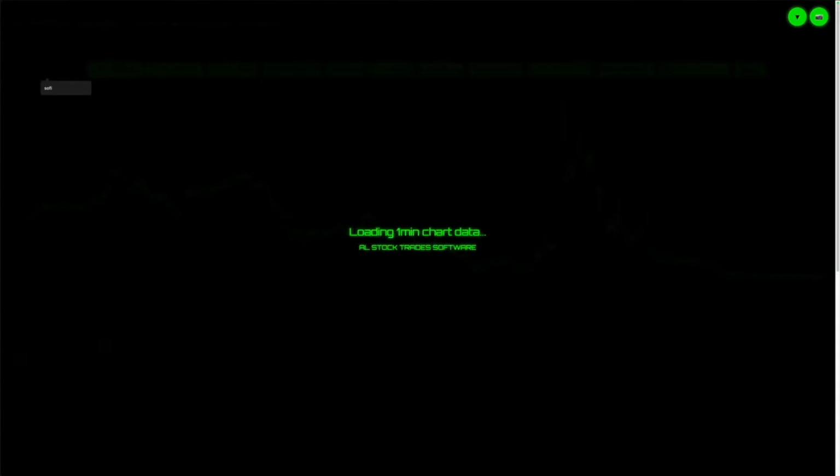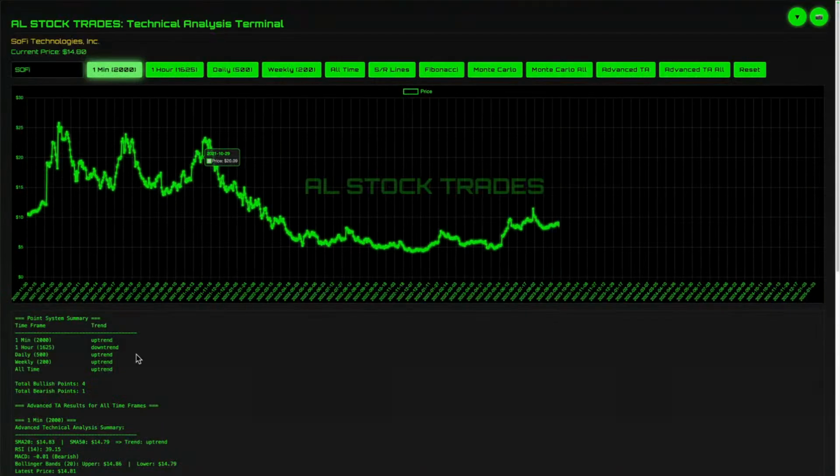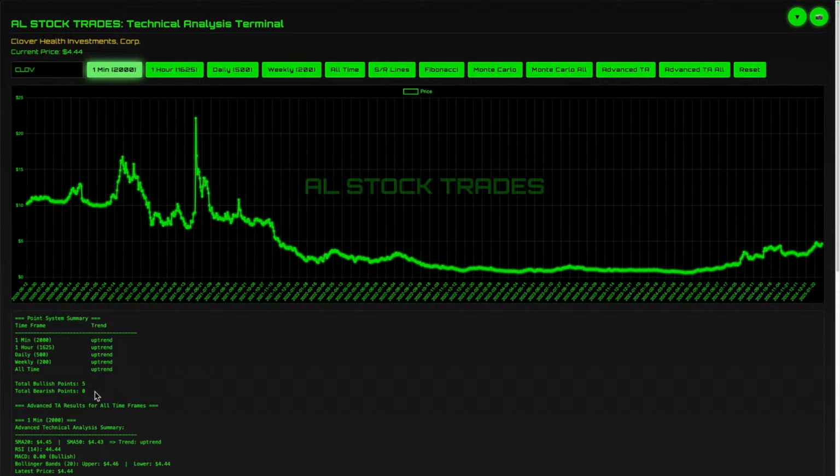Let's look at SoFi. So let's do the advanced SoFi, right? SoFi is 4 to 1. Interestingly, Clover is 5 to 0, meaning that it's 5 bullish points and 0 bearish points. So you can see how incredible this is, okay?